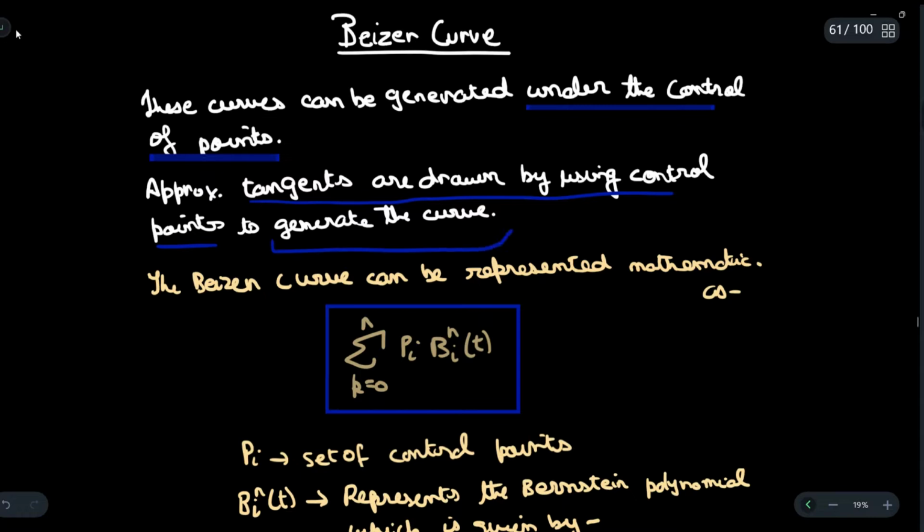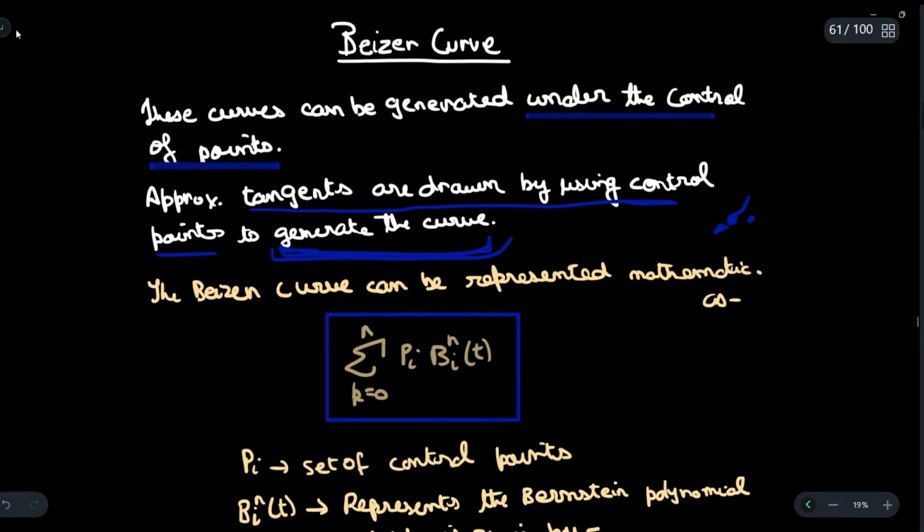Suppose we have 2 points over here, then tangents are drawn to them in order to draw the curve, which is known as the Bézier curve, and these points are known as the control points. Now let us see how the Bézier curve can be represented mathematically. We can represent the Bézier curve by this equation, that is sigma k from 0 to n, Pi Bi to the power n into t.